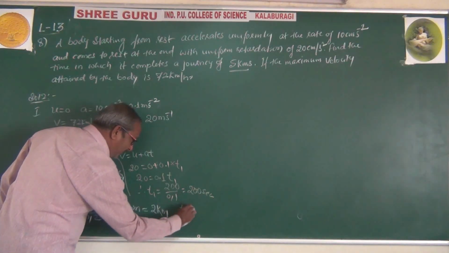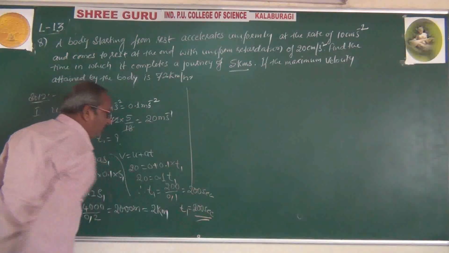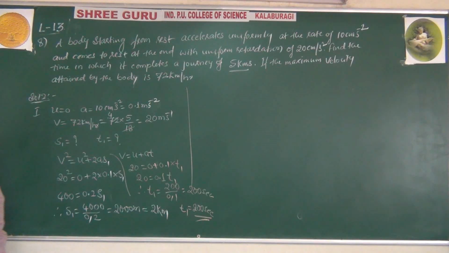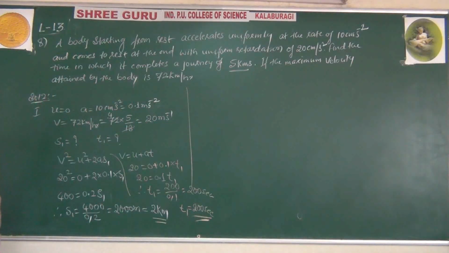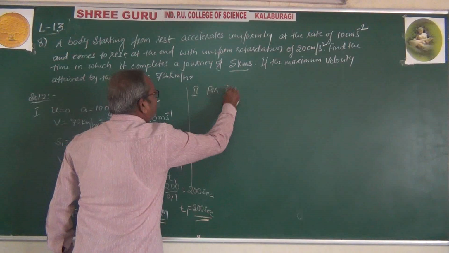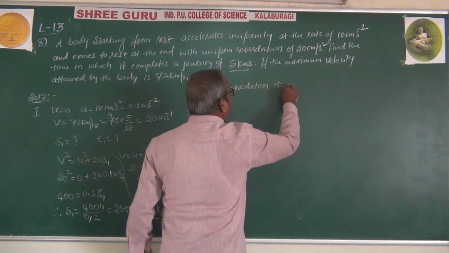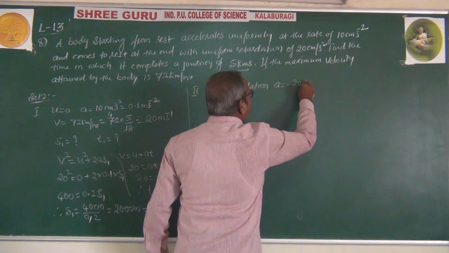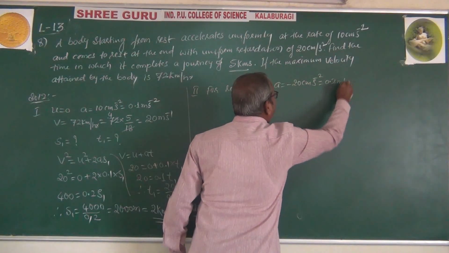What is the time t1? 200 seconds. Total distance is 5 kilometers. For this acceleration, the distance is 2 kilometers and the time will be 200 seconds. Now second case, for retardation. Retardation means a equal to minus 20 centimeter per second squared, equal to minus 0.2 meter per second squared.